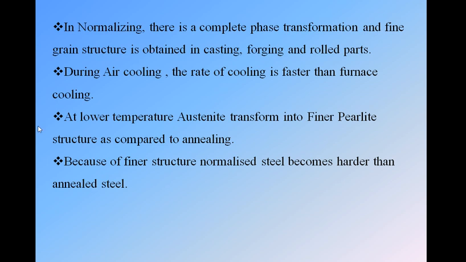Next, at lower temperature, austenite transforms into a fine pearlite structure as compared to annealing. In annealing we get a coarse pearlite structure, that is somewhat softer, and here we get a finer pearlite structure, which is comparatively harder. So in normalizing we get a harder structure than that of annealing. Because of the finer structure, normalized steel becomes harder than annealed steel. In annealing, at the output we get coarse pearlite, and in this we get fine pearlite, and finer pearlite is always harder than coarse pearlite.